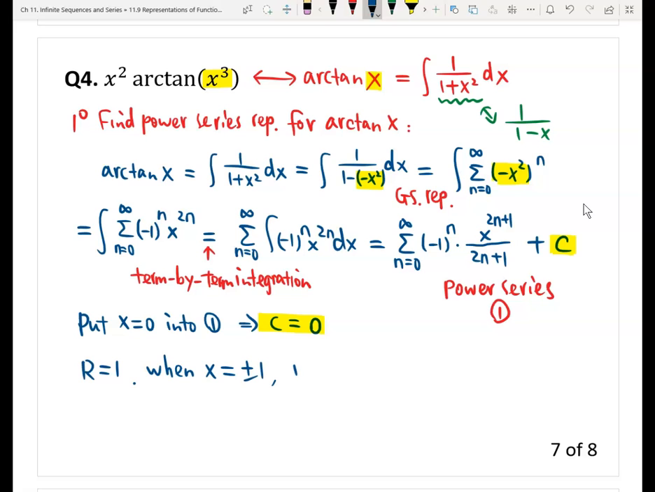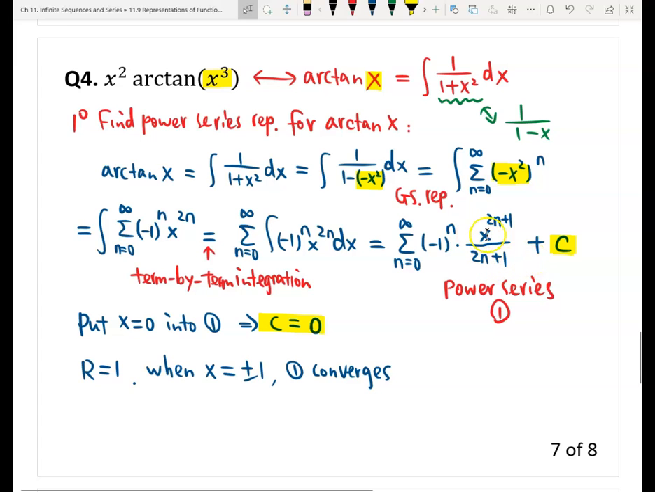And we see both cases, and the first series converges. Let's look at it. If x equals 1, this is 1, and this is an alternating series. And the absolute value is 1 over 2n plus 1, decreasing to 0, right? So by the alternating series test, this converges.